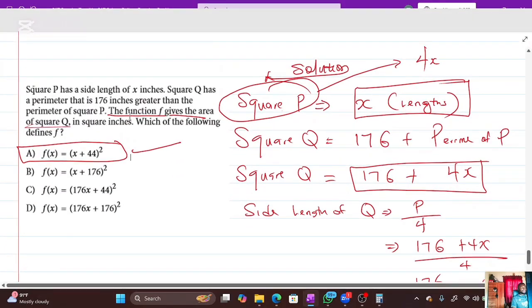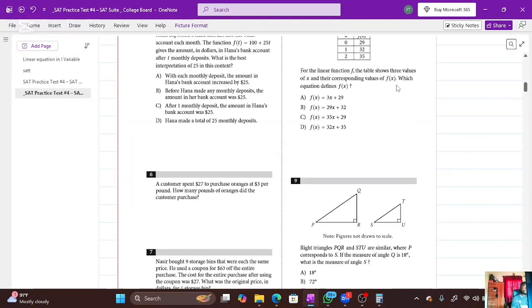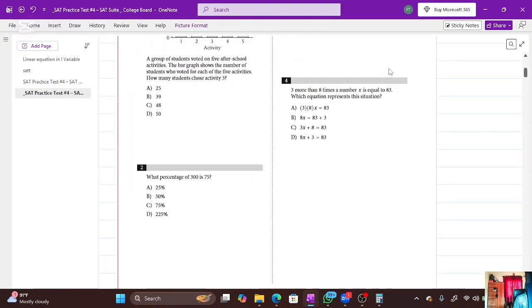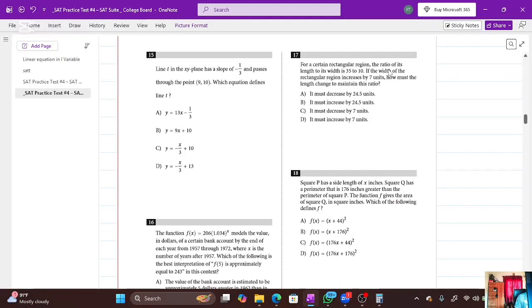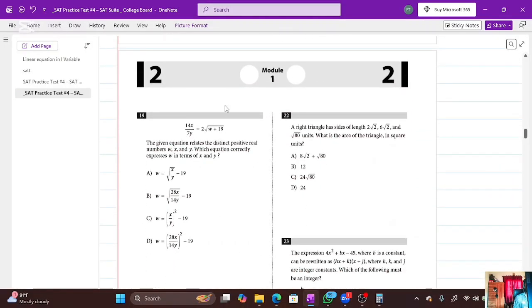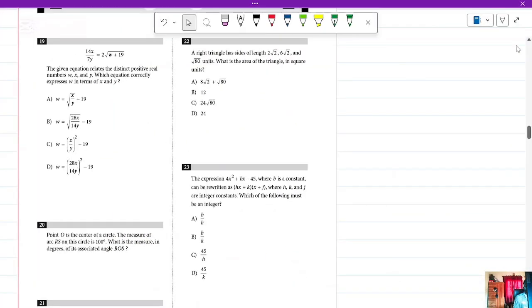Now I said we are going to continue. We'll do more questions today as well. So I think we've solved some of these ones here. So let's continue from where we actually stopped. Now this is number 19 that we are dealing with.